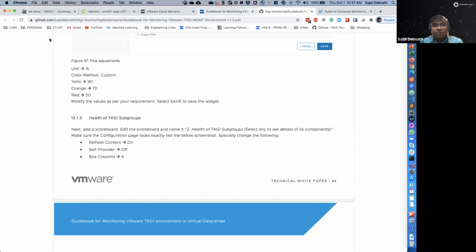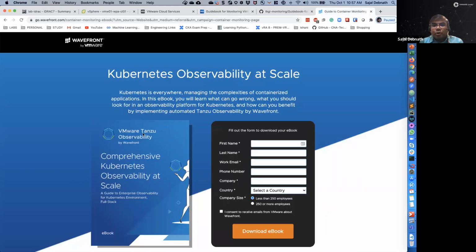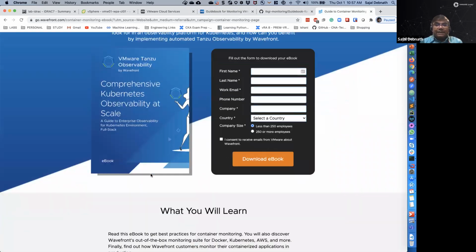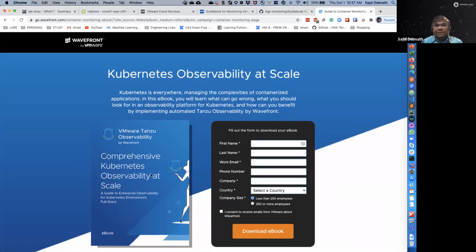So this is available on VMware Code. Just go to code.vmware.com and search by my name, and then this should come up there. Also, I would suggest reading about Kubernetes observability at scale. This is the guidebook from the Tanzu observability team, which is a very good guidebook. So go ahead and have a look at it as well. Download the guidebook and go through it to have an idea about how to observe Kubernetes at this scale, or what the things to monitor are.